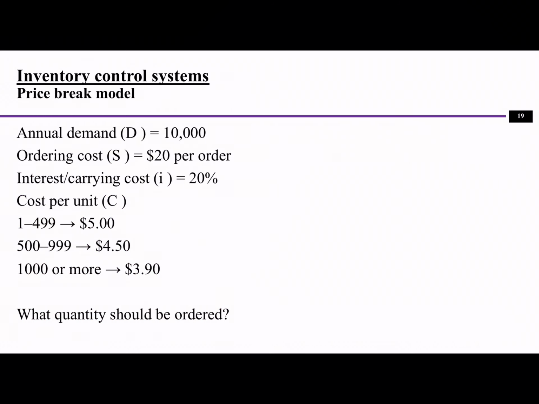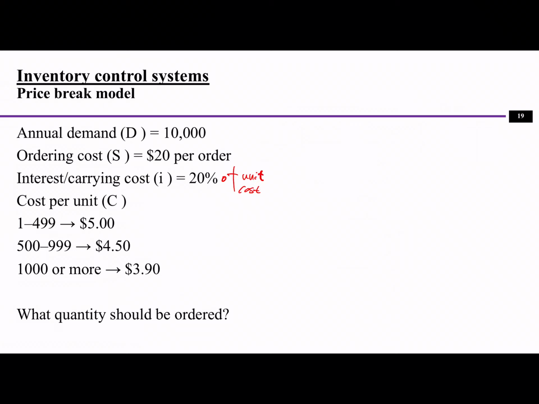All right, now lastly, we're going to talk about another model, which is the price break model. For example, in this case, the annual demand is 10,000 items or units, and the ordering cost or setup cost is $20 per order, right? And the interest carrying cost is 20% of the unit cost.